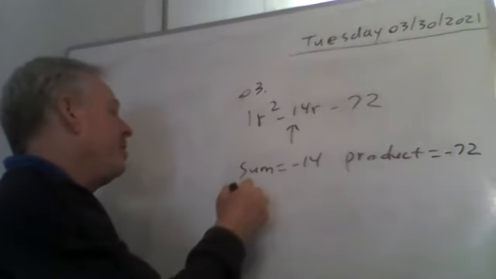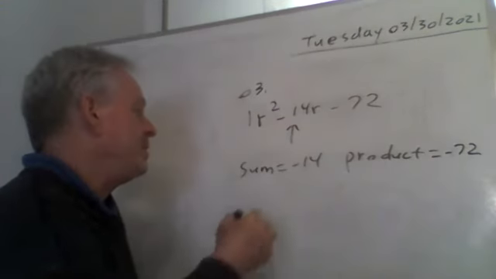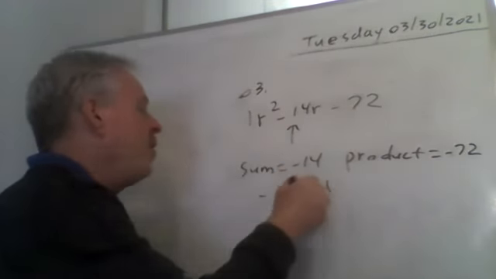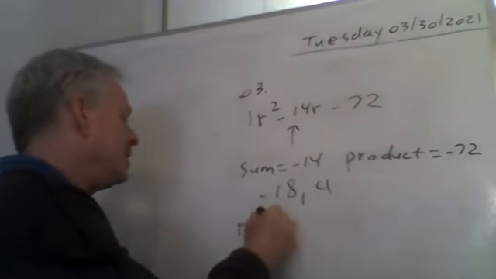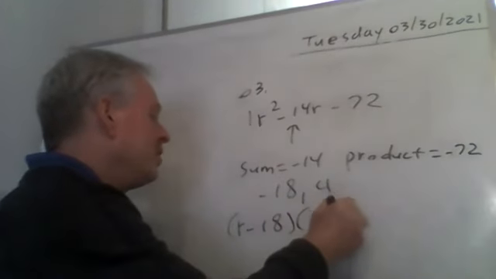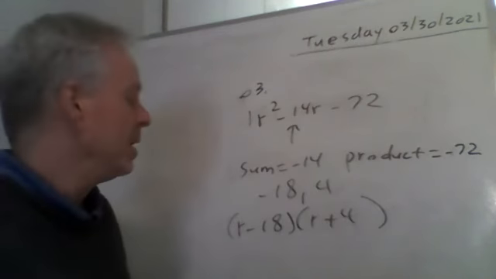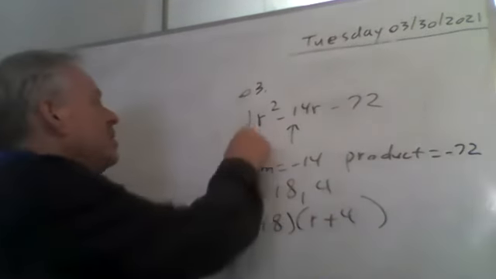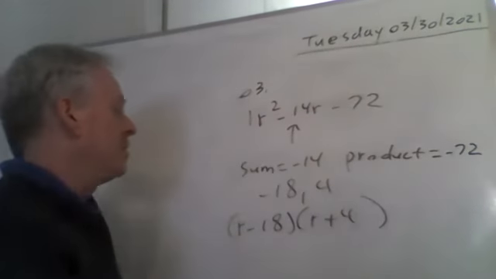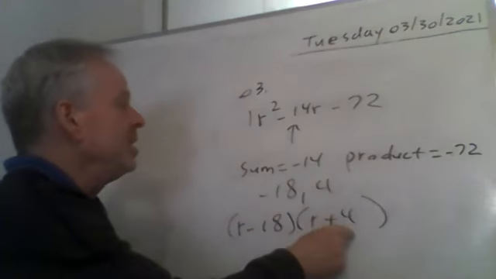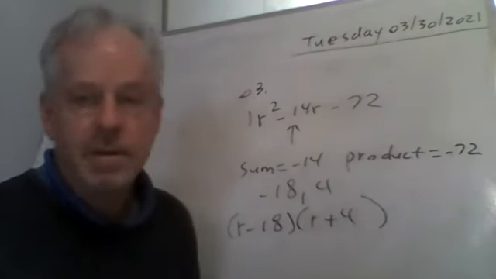How about negative 18 and 4? Okay, so let's check. We're going to do r minus 18 times r plus 4. Let's check our answer using the FOIL method. r times r, that's r squared, minus 18r plus 4r, that's negative 14r, and minus 18 times positive 4 is negative 72. So that does work. So that's our third example.